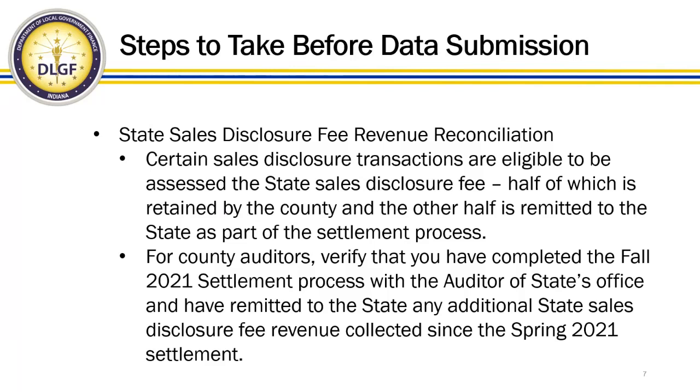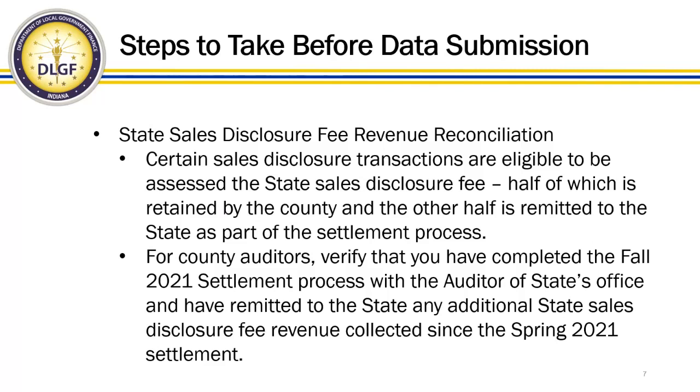But due to a legislative change that went into effect, I think, July 1st of this year, the state sales disclosure fee was increased to $20. So the county will keep 10 of the $20, and then they will submit the other 10 to the state as part of the settlement process.